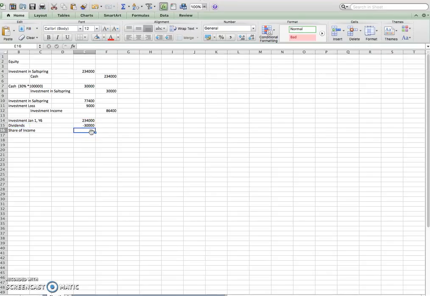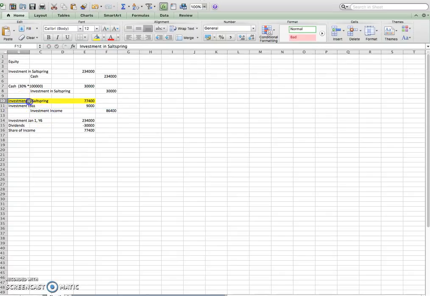And of course, with our share of income, we are only looking for transactions that hit our investment account. So if you're getting stuck on which ones to grab, always look for investment in Salt Spring. Another way you could do this is also a T account. It works just the same. So our share of income in this case is going to be the $77,400. It is not our investment income that will be appearing on our income statement.